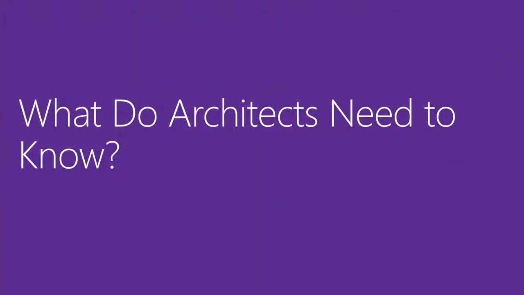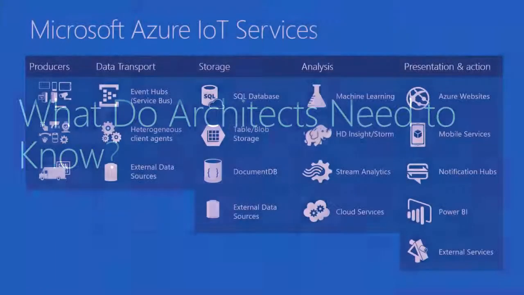Okay, so what do architects need to know? This is just my point of view. I trust everyone else has a different point of view, and that's cool, all good. But these are some of the things that I feel as architects we need to at least have a working and a pretty deep knowledge of in order to deliver IoT solutions.